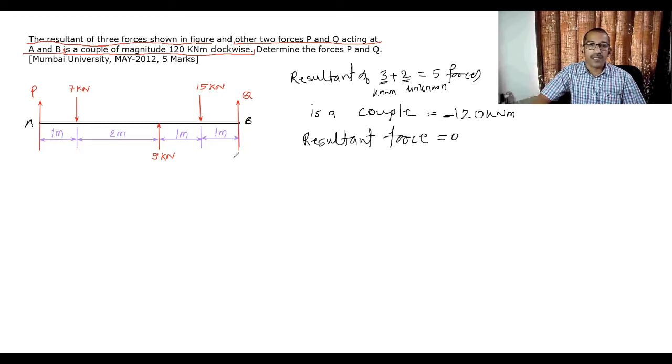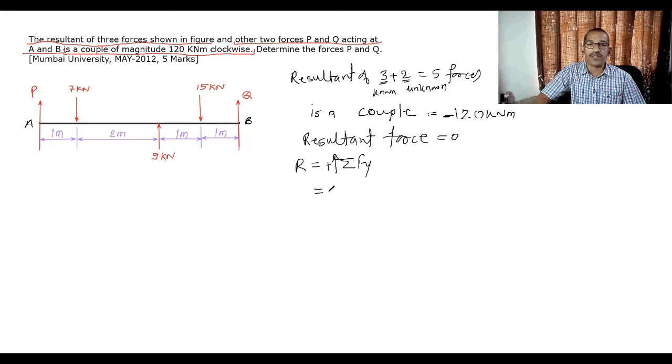The assumption may be wrong. So how will we identify whether the direction of force P and Q is correct or wrong? When we apply our equations and the answer comes out positive, then the assumed direction is correct. If we get a negative answer for these forces, then the assumed direction is wrong. Simple. Now the resultant force is 0. There are 5 forces, so we apply the equation in the y direction: R equals summation of Fy, as all forces are in the vertical direction.